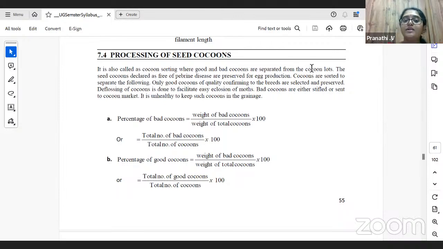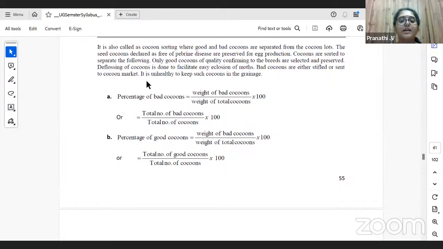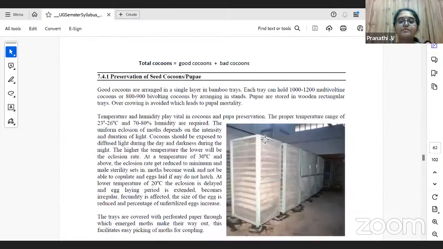You have to do deflossing of the cocoons so as to easily facilitate the eclosion, that is the emergence of the moths. Like I told you, the percentage of bad cocoons is the weight of bad cocoons by total weight of cocoons into 100. The percentage of good cocoons is the weight of good cocoons by total weight of cocoons into 100.